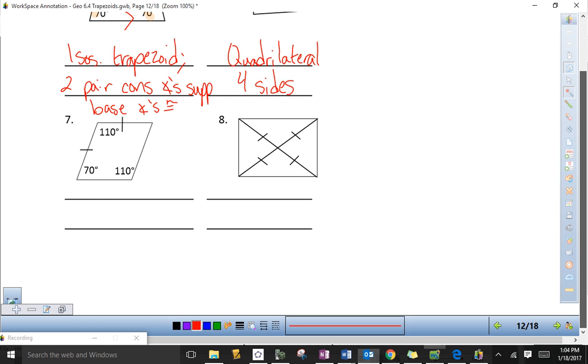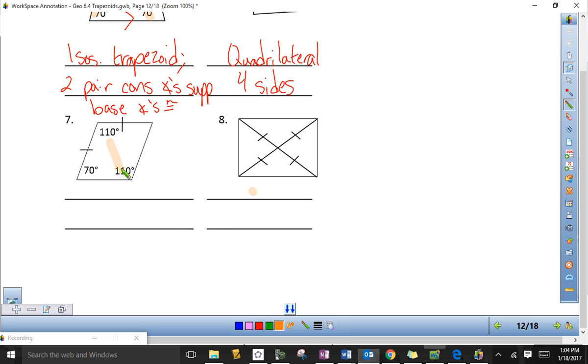Alright, 7 was one of those tricky ones. You've done one like this before. The information I'm given right now, I've got 1 pair of opposite angles that are congruent and 2 pairs that are supplementary. But I need to find out what the other missing angle is in order to ask some questions about the rest of it. So if you add up 110, 70, and 110, and subtract that from 360, you will get 70.